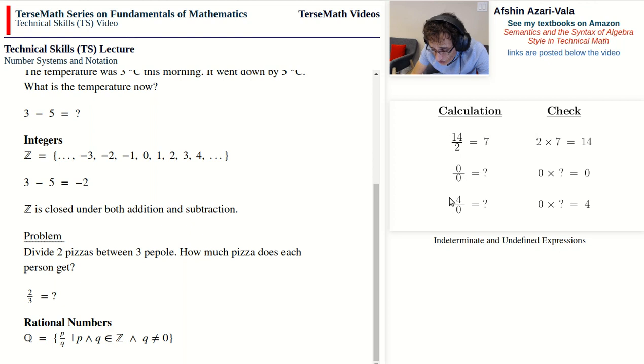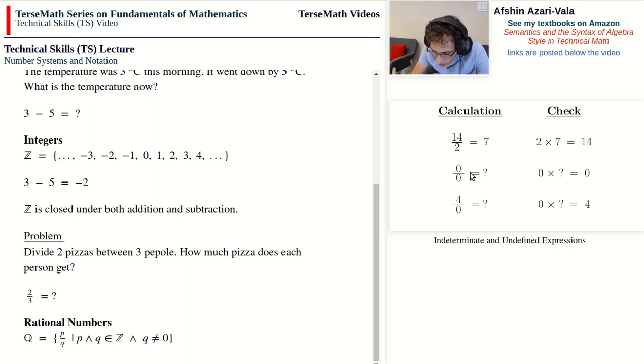Now, if the top number is not 0 and I try to divide by 0, I run into a different kind of problem. If I try to check, I would have to make sure that 0 times the question mark is 4, and that's impossible. So in this case, there is no answer to this problem. No matter what you replace the question mark with, you will never end up with 4. These kinds of expressions that have no answer, we call undefined, which means they are meaningless, basically. If you divide 4 by 0, you're not going to get any number, because when you check it, you're not going to get 4.